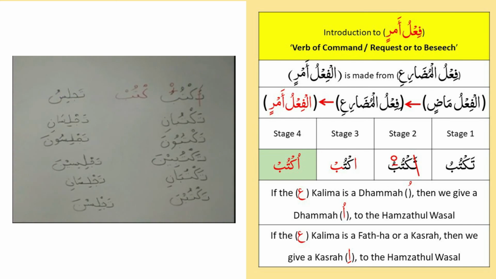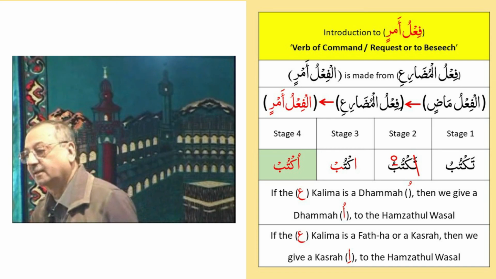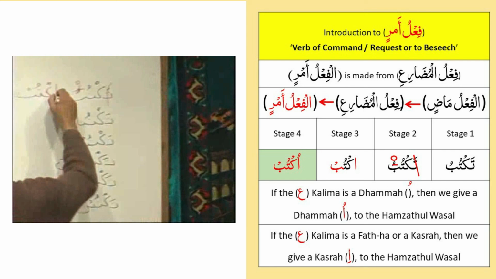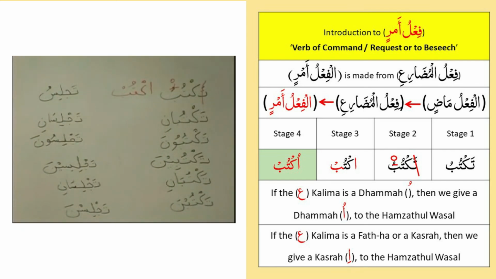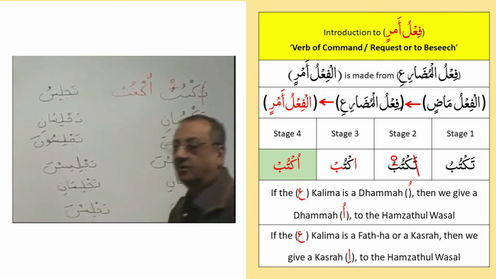Now how do I bypass this difficulty? So I bring Hamza. This Hamza, brothers and sisters, is needed in order to pronounce. Now, what kind of vowel sign shall I give? We learn that if the Ain Kalima has a Dhamma, then you give Dhamma to Hamzatul Wasal. So I give a Dhamma now. What is it now? Uktub.